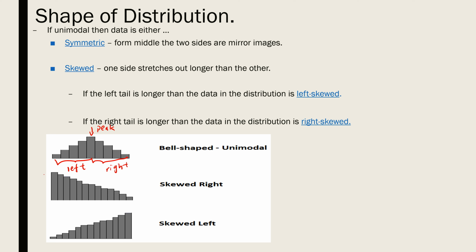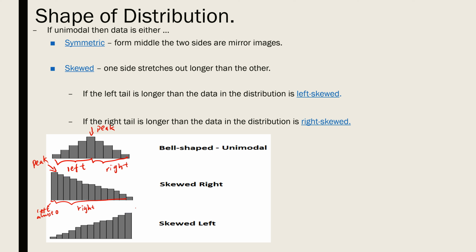Same thing for the skewed distribution. First, we find the peak. Then we compare the length of the right tail and left tail. In this example, the length of the left tail is almost 0. So we say it is skewed to the right.